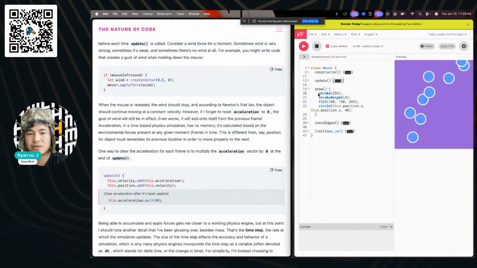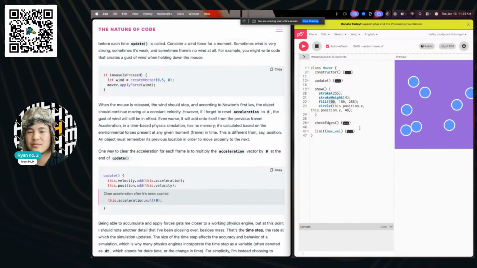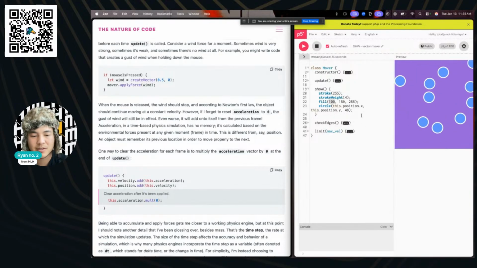Then we've got the show function, which literally just draws it out. So if we wanted to change the color of this, for example, maybe we don't actually like that blue, maybe we want it to be a little brighter.